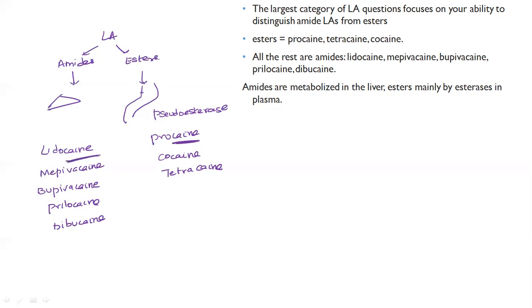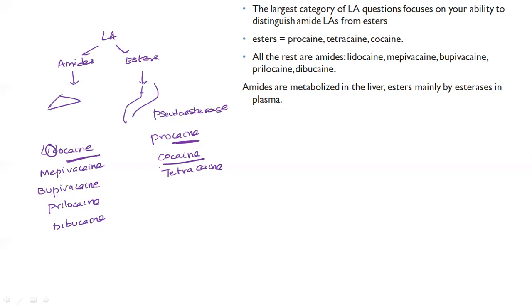Now, how do I remember the difference between these amides and esters is, see, both the LAs end in cane, right? But amides have an extra I before cane, whereas esters do not. Like here in cocaine, you see cane, but you do not see an I before it. So it means it belongs to esters. If you see an I before the cane part, then it belongs to amides. That's how I remember. All right.